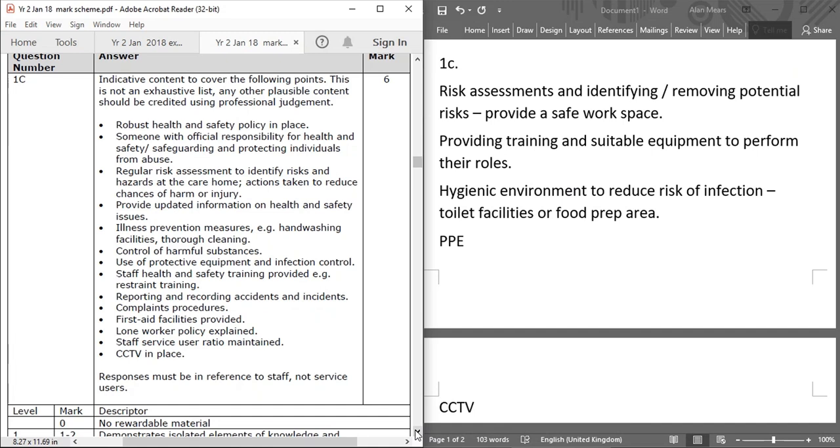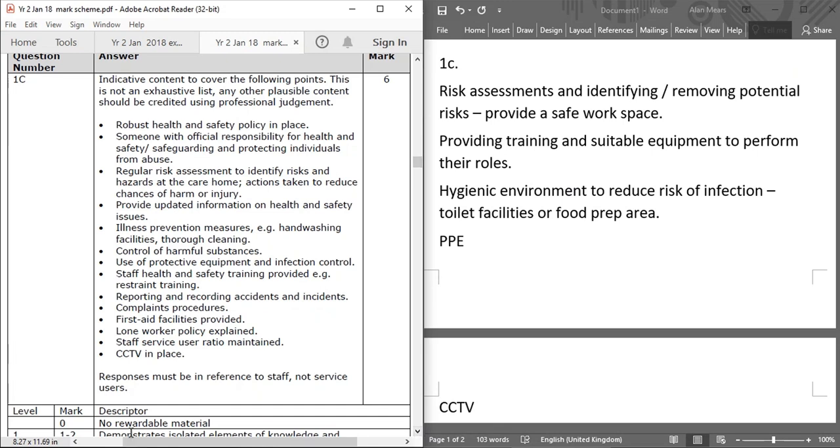Obviously, one thing it doesn't mention there is data protection. I think we talk about safety of staff, and one way to maintain the safety of staff is to protect their data, protect their confidentiality, their personal information. So personal data could be included on that list as well. I thought that would be sufficient.